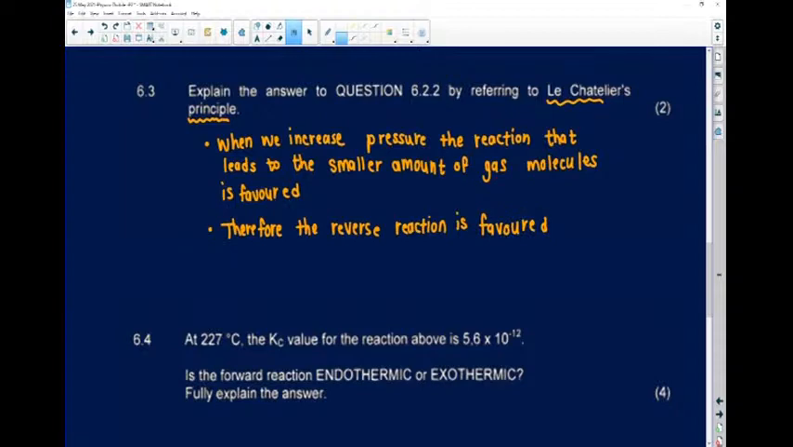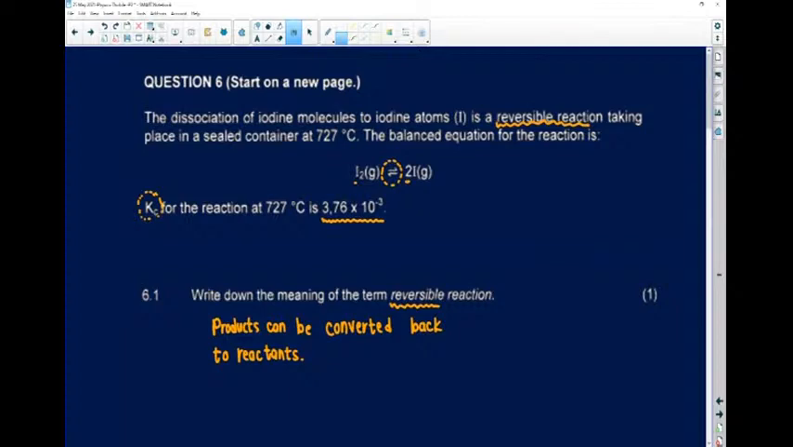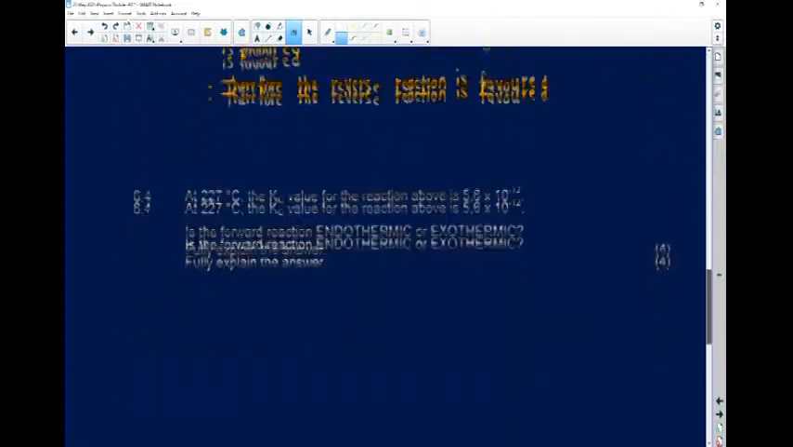So when we increase the pressure, the side with the smaller number of gas molecules will be favored. Between the two, I can see here I had 2 moles and here I only had 1. So when we increase the pressure by decreasing the volume, the reverse reaction is favored because it has the least gas molecules. It only has one. And that is the side of the equation that is favored.